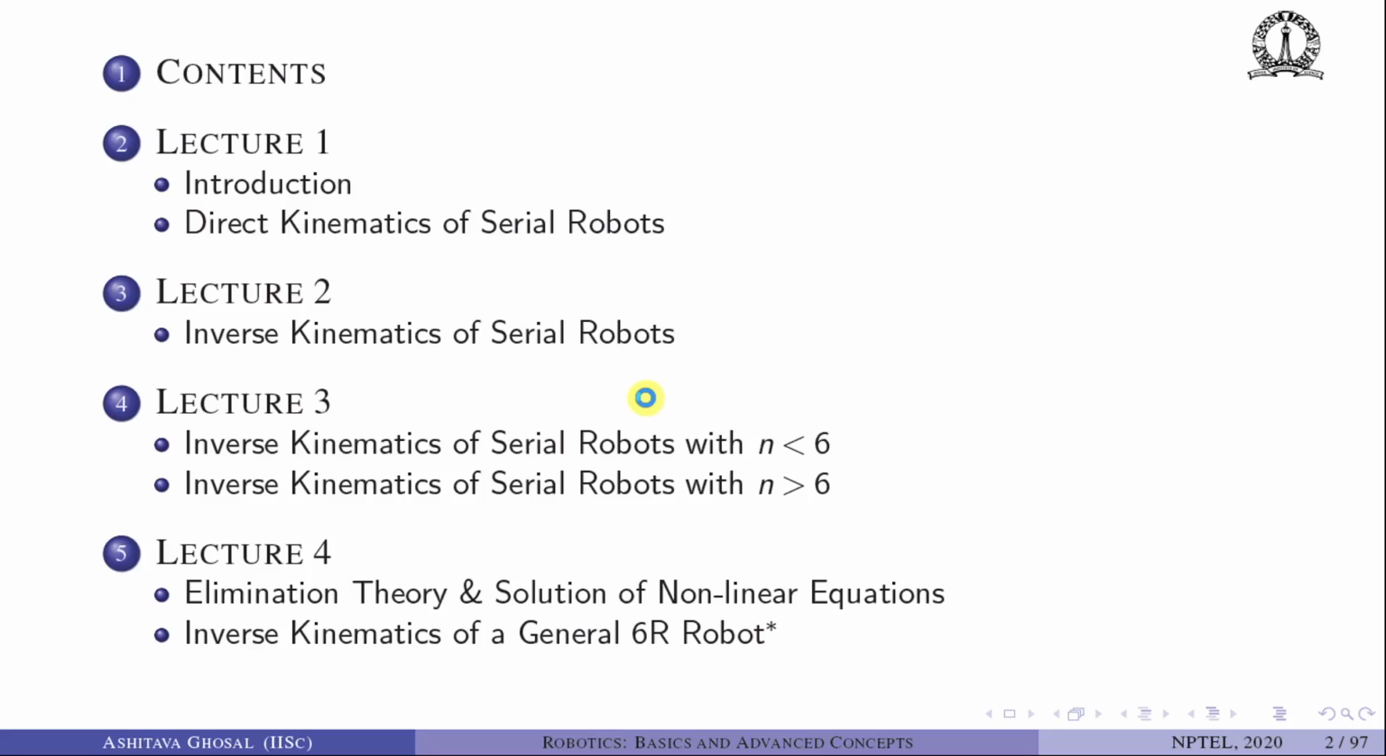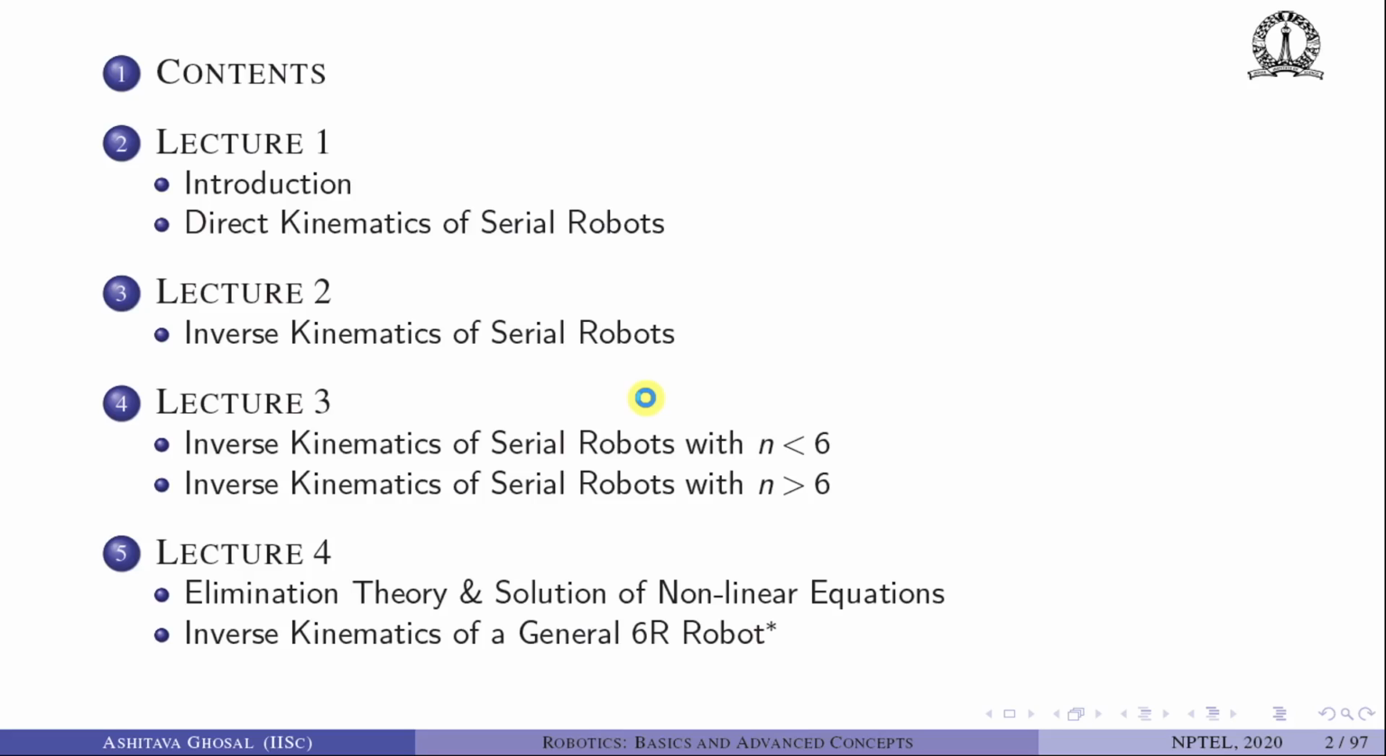In the next lecture, we'll look at inverse kinematics of serial robots. In lecture 3, we'll look at inverse kinematics of serial robots in two special cases. So when the number of links is less than 6 and when the number of links is greater than 6. And finally, in the last lecture in this week, we will look at elimination theory and solution of nonlinear equations.